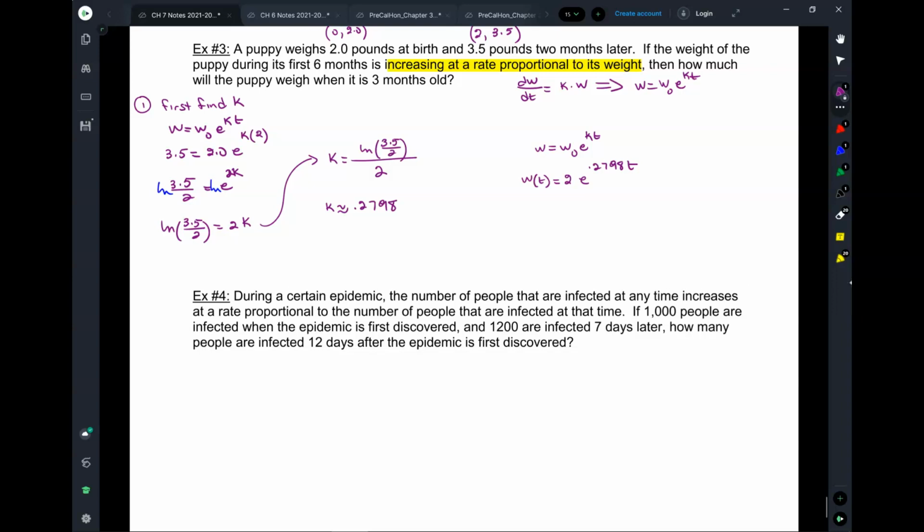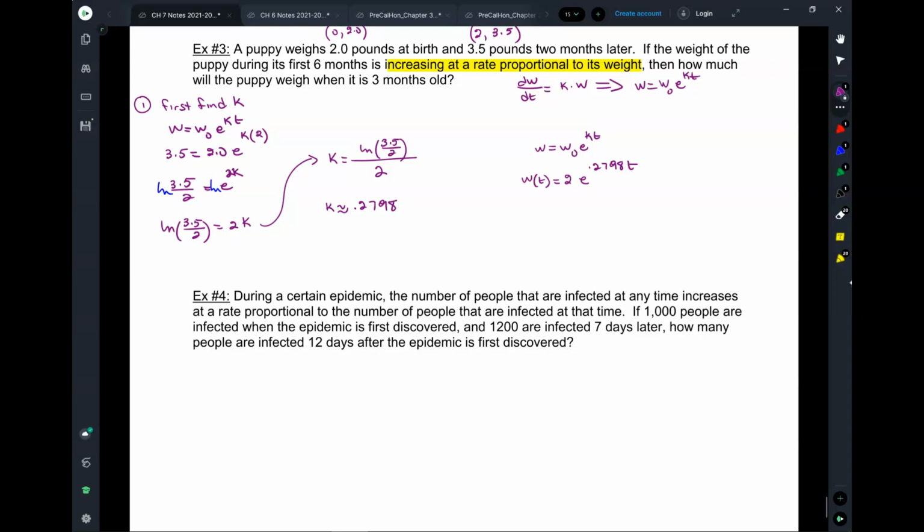So your final answer should be to the third decimal place. For the k's, we like to go a little more just to give us less margin of error. Okay. So that's W of t. That's the equation. This is W as a function of time, right?